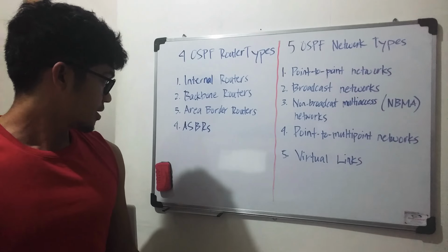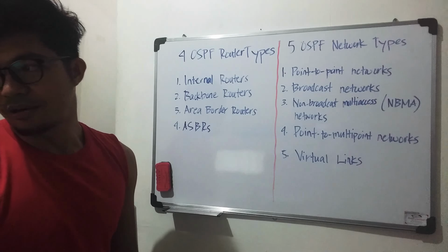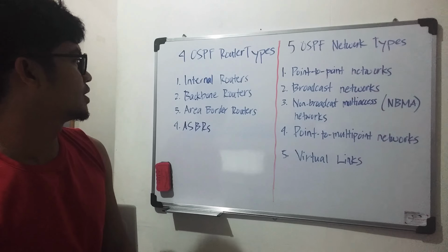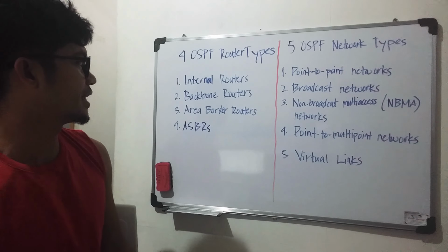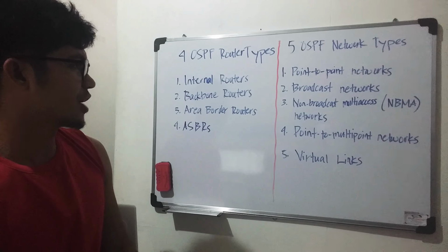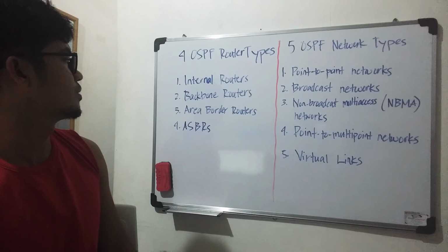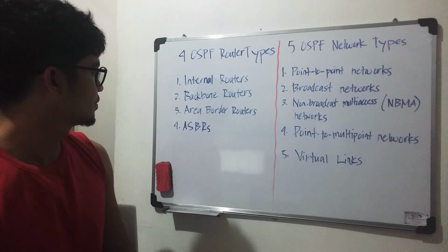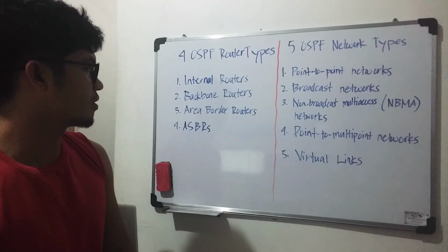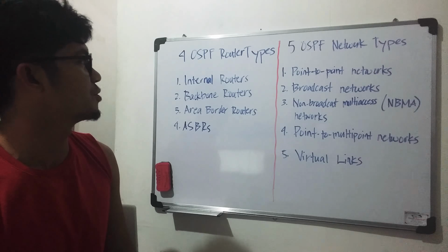And we have area border routers. These are the routers which have OSPF interfaces in more than one area. So basically these are the gateways for the internal packets. And ASBRs, these are the routers that advertise external OSPF routes into the OSPF domain.